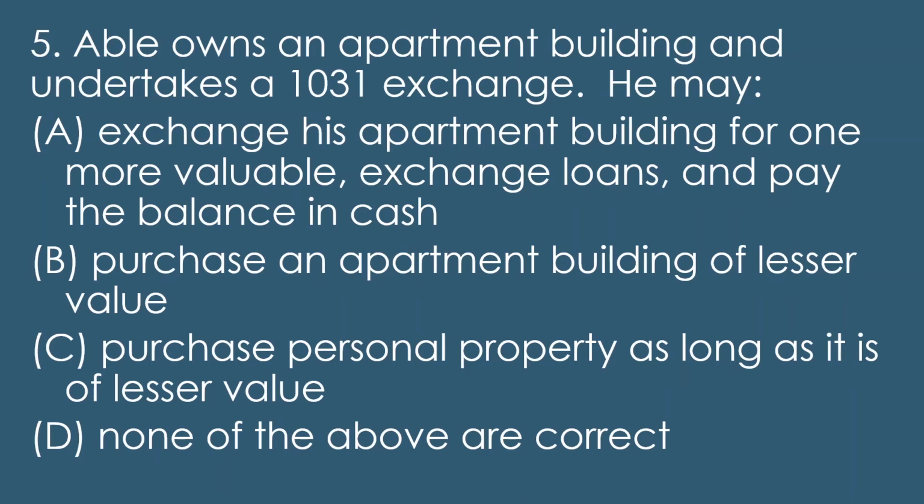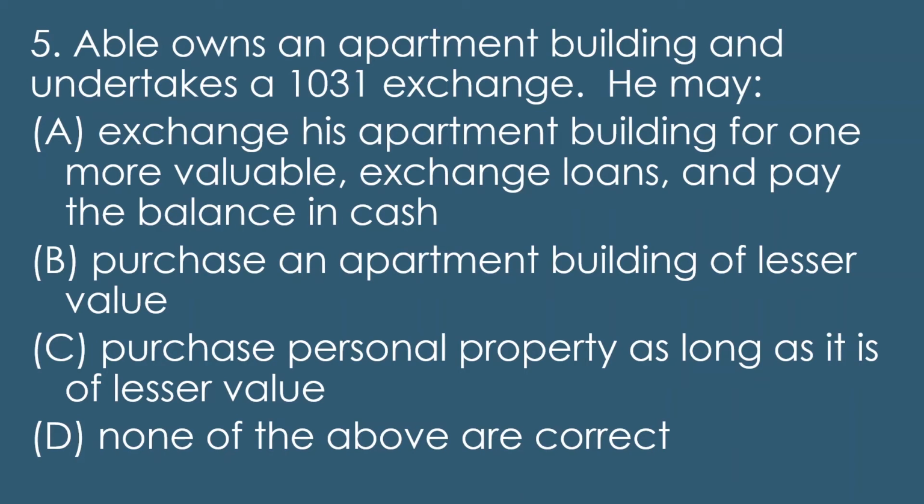Well, okay, we're talking about an apartment building, so real estate, and he's going to be exchanging it with a 1031 exchange. What do we know about exchanges? So he's doing the delayed exchange, and real estate needs to be exchanged for real estate, so of like kind, and it has to be at value or higher.